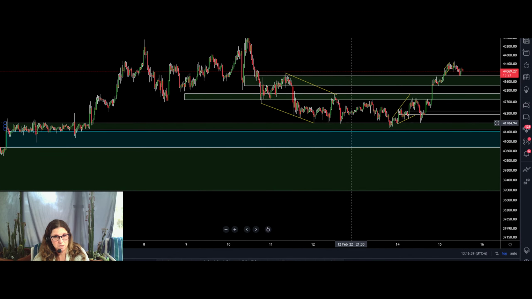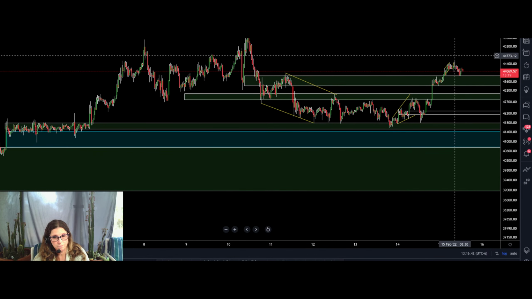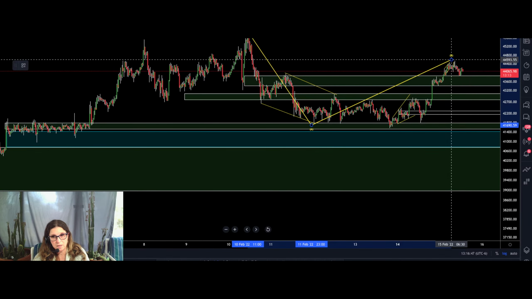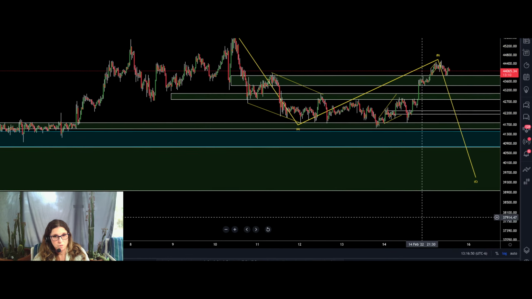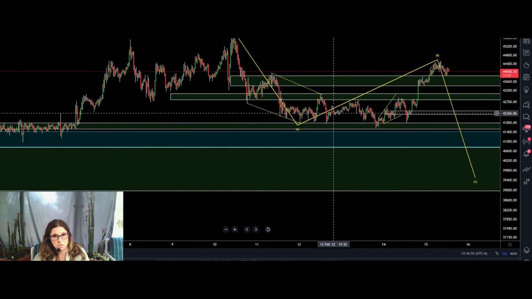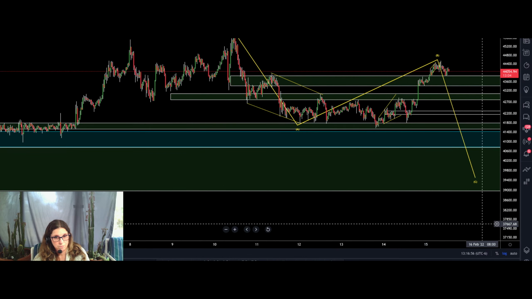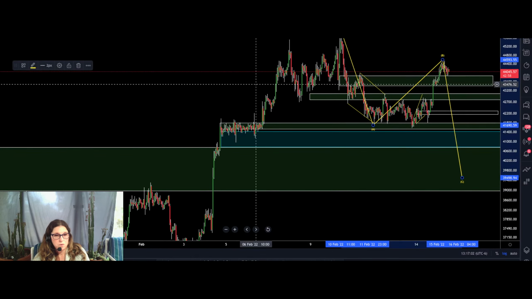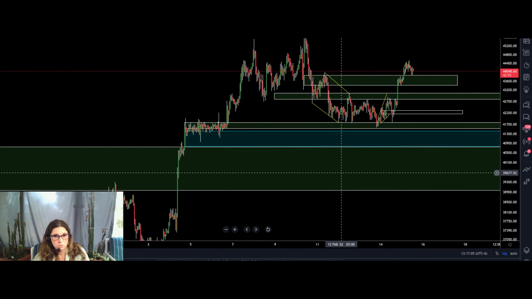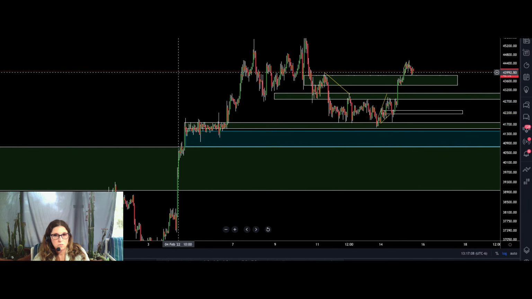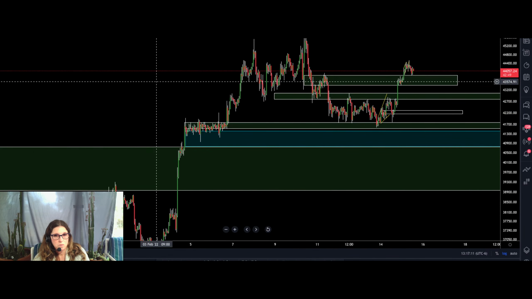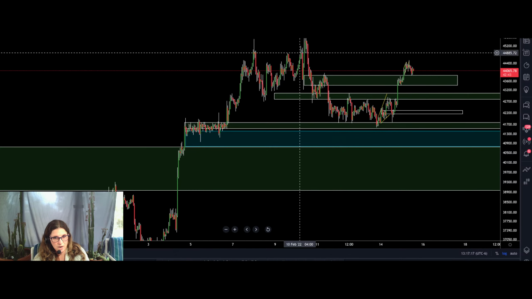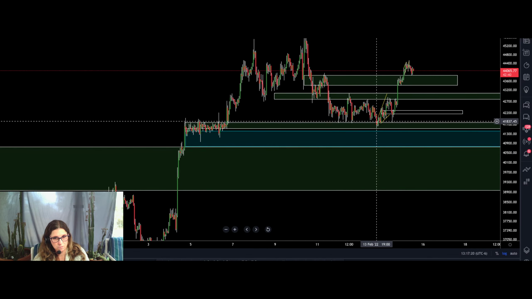But if that is the case, it means that this is just a pullback and we're coming down for an A, B, C, or this is a wave 1, this is a wave 2, and we're going to come very deep, meaning we're definitely rolling over. If it's not a leading diagonal, then I cannot make this correction end down here.